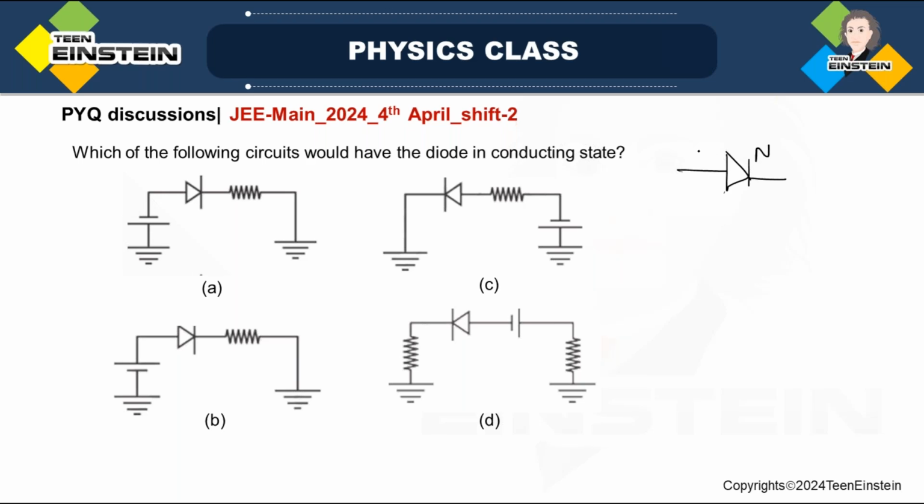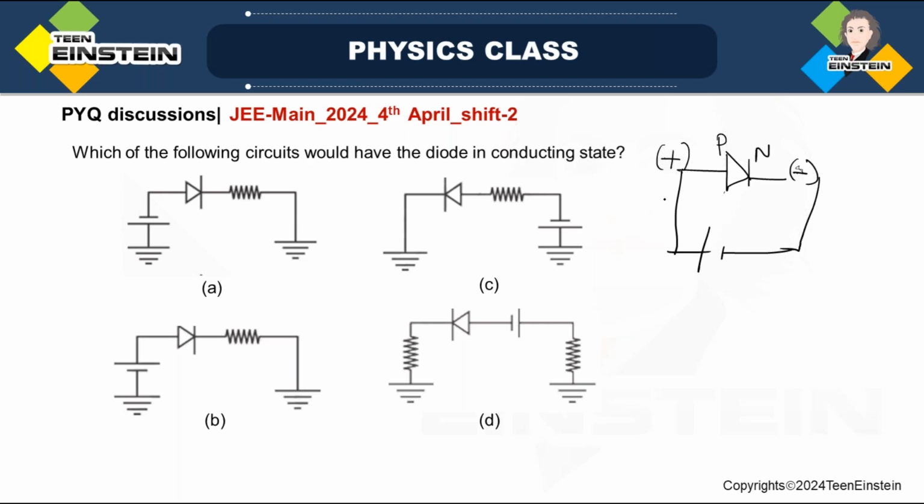So this is n side and this is p side, right? And a diode will conduct when it is forward biased. Forward bias means this will have a comparatively higher positive potential, and this will be at the lower potential. If you use a battery, the positive terminal has to be connected here and the negative terminal has to be connected here.